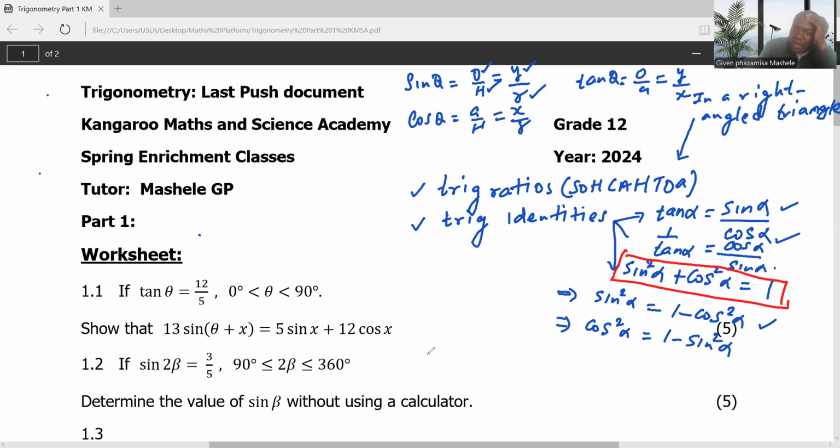Then the third one, under trigonometry for grade 11, which is assessed in part 1, is the issue of reduction formulae.